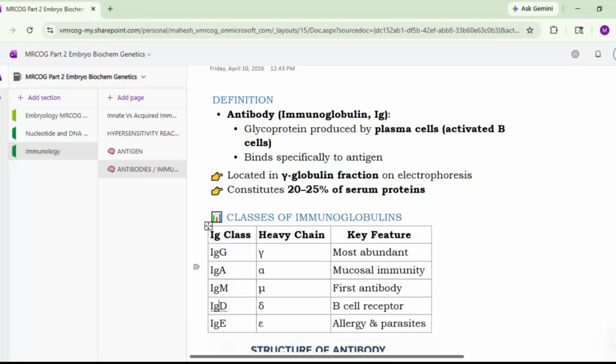Okay. So what is the specific key feature of these antibodies? Remember these features, they can be asked in the SBA. IgG is the most abundant type of antibody. IgA gives mucosal immunity. This is an SBA point. Then IgM is the first response antibody. IgD is a B cell receptor. And IgE is responsible for allergy and parasitic infections.